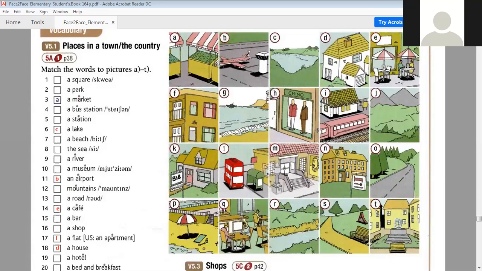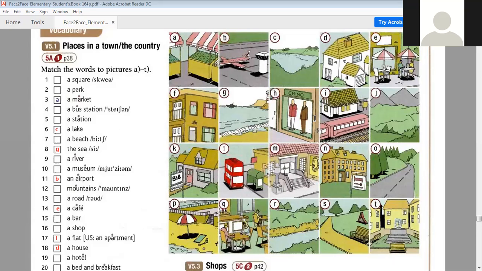The beach picture. Okay. Yes. Maybe, yeah, maybe you're right. So G, is it the sea or is it the beach? Which one do you want? The sea. Okay. What about H?